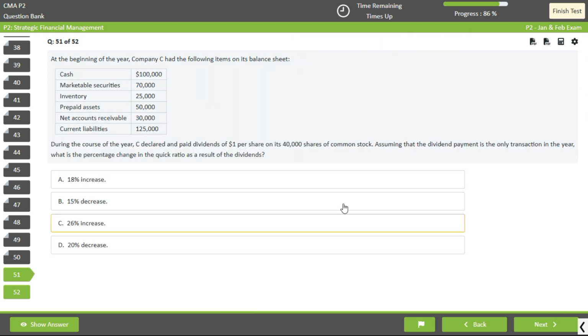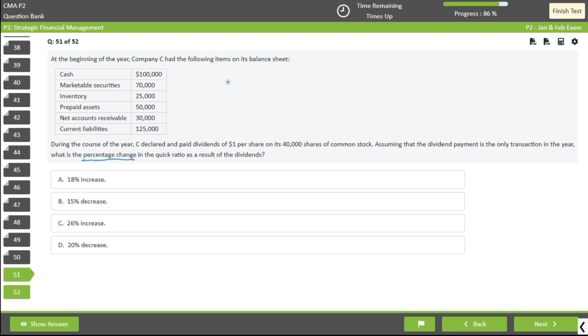Next, at the beginning of the year, company C had the following items on its balance sheet. The items are given. During the course of the year, C declared and paid dividends of $1 per share. Assuming that the dividend payment is the only transaction in the year, what is the percentage change in the quick ratio as a result of dividends? So they are asking the percentage change in the quick ratio.